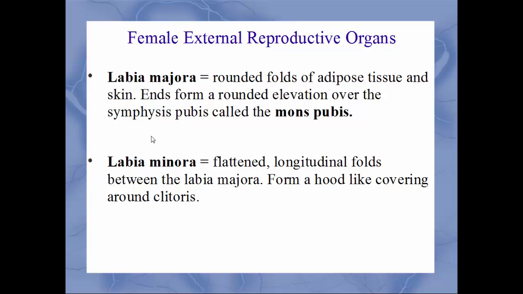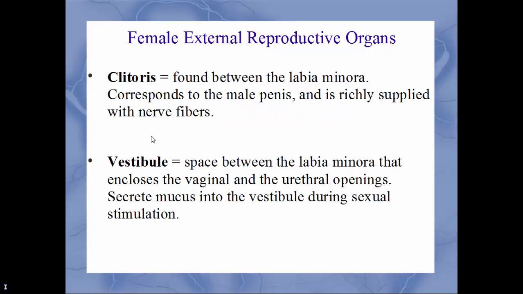The smaller folds, the labia minora, these are flattened vertical longitudinal folds between the majora, and these will form the hood-like covering around the clitoris. Of course, the clitoris is found between the labia minora. This will correspond to the penis in males. What will remain a clitoris in a female, if the baby is male, will become the penis. So the clitoris and penis have the same origin. As you can imagine, the clitoris is very richly supplied with nerve fibers.